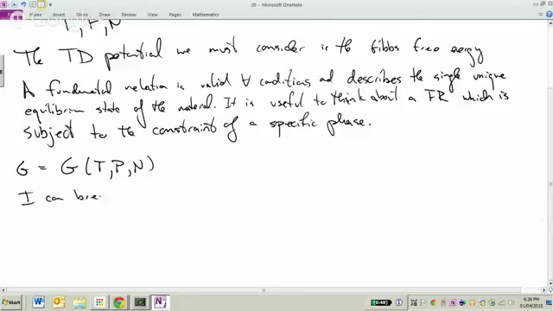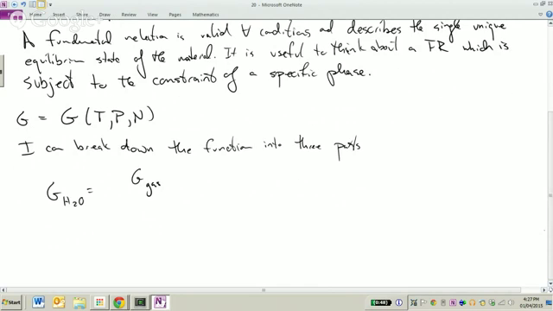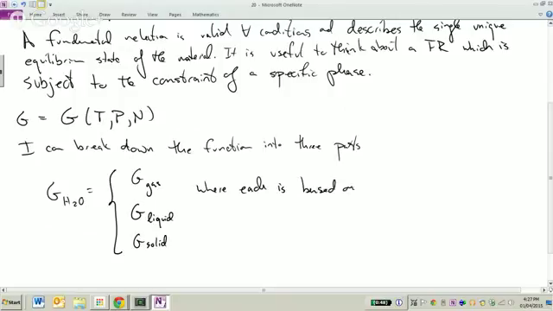So I can break down the function into 3 parts. For instance, the Gibbs free energy of H2O, I could say, is the Gibbs when it's a gas, the Gibbs when it's a liquid, and the Gibbs when it's a solid. So I'm just going to store these 3 different functions, where each is based on the stable region.